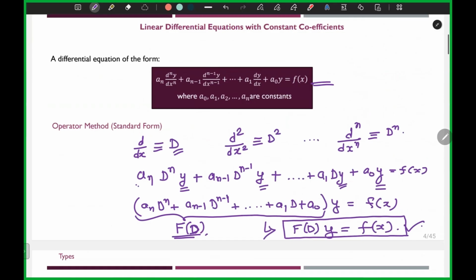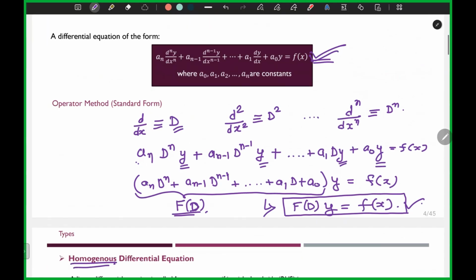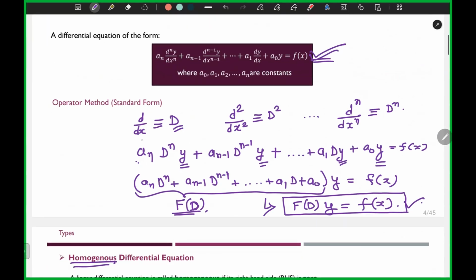When we have a differential equation of this type, how do we define the operator here? For the operator part, we simply write d by dx as D. Then the higher order terms we convert: d square y by dx square as D square, and d^n by dx^n as D to the power n. So when we come to the operator, here F(D) is what I have defined.